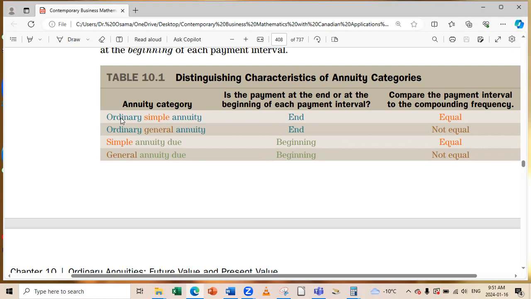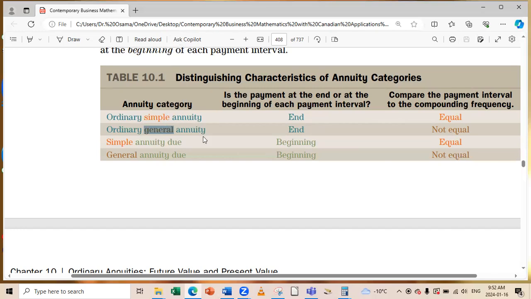When we say ordinary, ordinary means at the end of the period. And on the ordinary, simple means it is equal, like here. How about the general? Ordinary general annuity will be at the end of each period, and it is not equal. So when it is general, it's not equal. When it is simple, it is equal. Means, as an example, the $100 goes on, it doesn't change. Here, general means that it's changing.